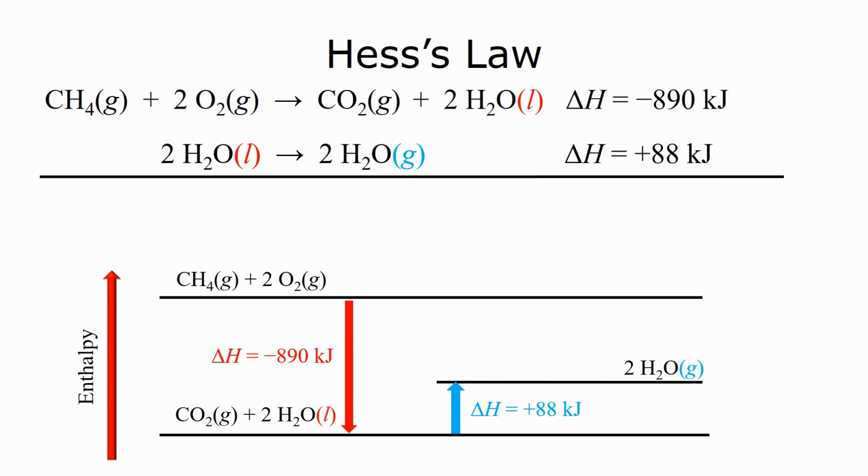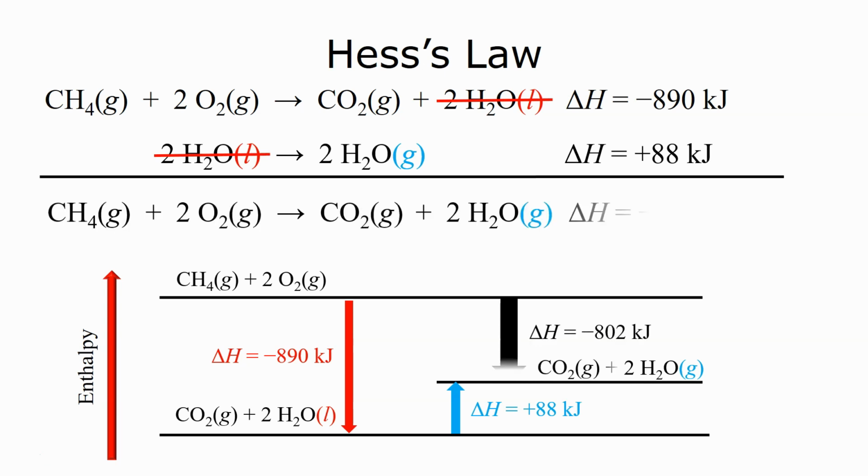Now what's interesting, if we add up these two reactions, we see that 2 molecules of liquid water show up on both sides. And the net reaction, if we add up the reactions and the enthalpies, is negative 802 kilojoules. So it didn't matter what pathway we took, if we went by way of liquid water and then up to gaseous water, or if we went straight to gaseous water for this combustion, the net enthalpy change is the same.